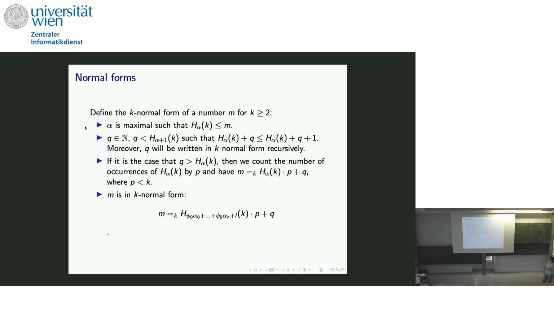So this L as well, it's just probably a remainder, a number that can also be written using the Hardy function. And P is a constant less than K, and Q here is also written using the Hardy function.